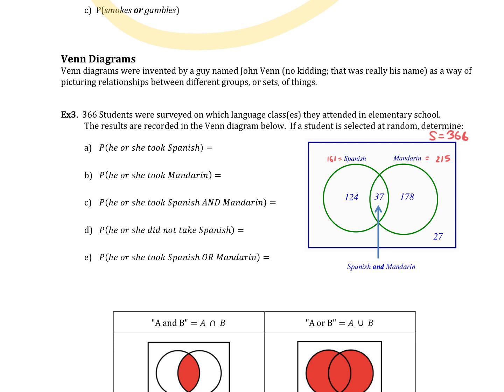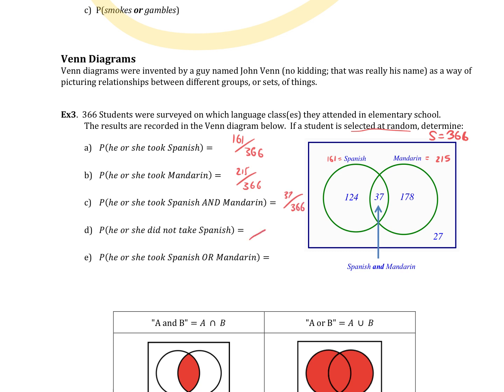What's the probability somebody took Spanish? Okay, so this is out of 366, so it's selected at random from the whole sample. So out of 366, how many take Spanish? I'm glad I have that 161 sitting there. How many took Mandarin? 215. How many took Spanish and Mandarin? 37, but we're still out of the 366.